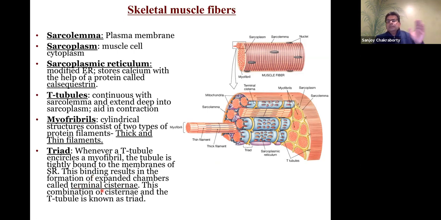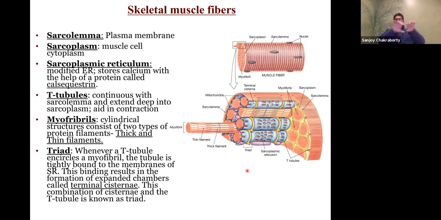The word terminal means end. Cistern comes from the word reservoir. So this combination of two terminal cisternae and the T-tubule is called a triad. That gives you a little bit of an idea of what is inside, some of the organelles and the membrane. Now the most important part.